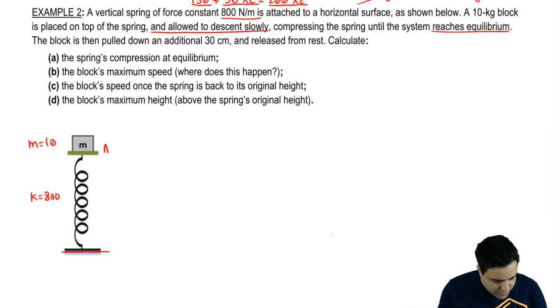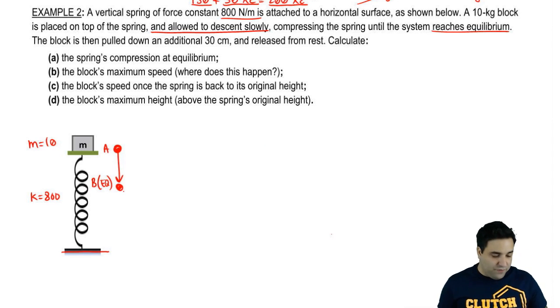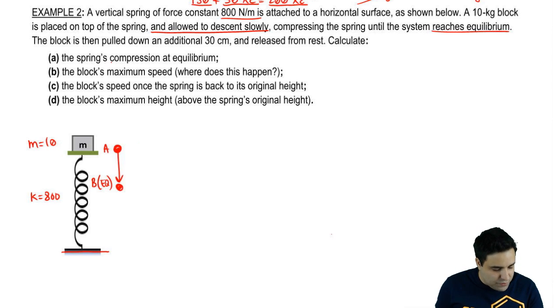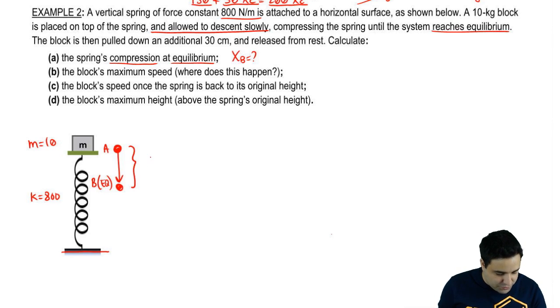So it's going to start over here at point A, and it's going to slowly descend until it reaches equilibrium at point B. So point B is equilibrium. Okay, and the first question is, what is the spring's compression X at equilibrium, XB? So what is this compression here, XB?